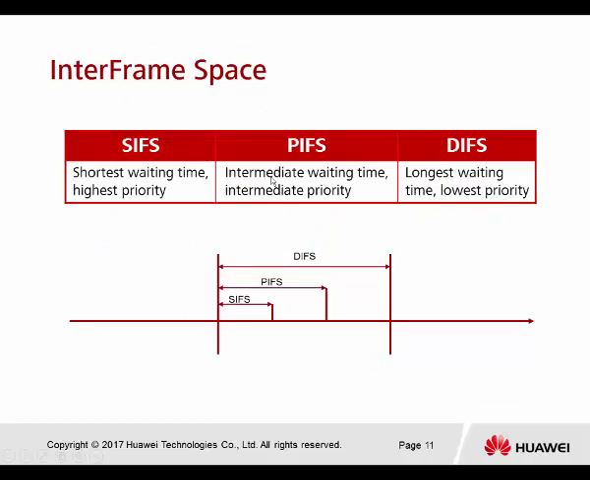Then the next one, the InterFrame Space. We have the SIFS, PIFS, and also the DIFS. They have different waiting times and priorities. Of course, the shortest waiting time has the highest priority.